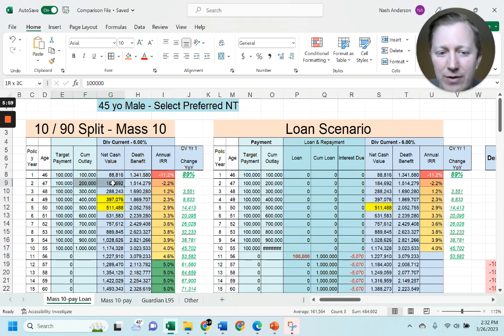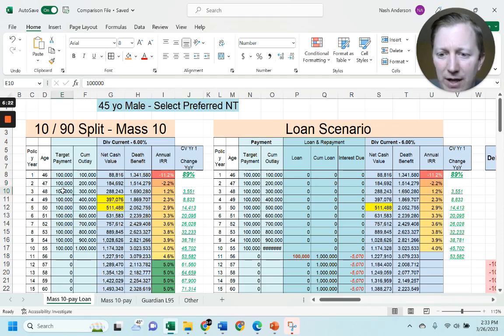Year 2, another 100,000 in. Slight negative here on the IRR, still having some of those expenses and fees. So it's about 4,000 less than you've put in that you have in cash value. You can do that quick math here. 88,000 plus 100,000, 184. So still about 4,000 in fees we've been unable to overcome.